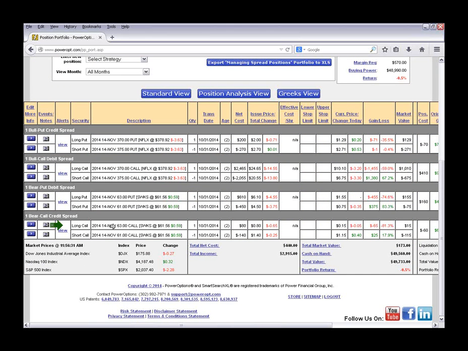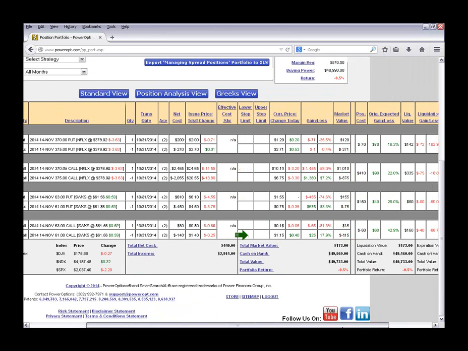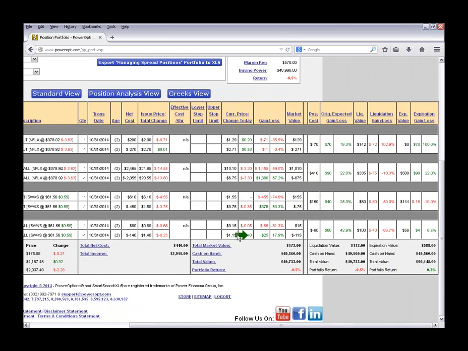We sold the 61 and bought the 63. And here are our prices. Remember, we sold it for $1.40 and bought the 63 for 80 cents. So that gave us our 60-cent net credit. If I scroll over to the right now, we can see the current liquidation loss of my credit spread. Remember, we took in 60 cents, and that was our max profit. We were looking for 42.9%, a highly leveraged spread in this case.